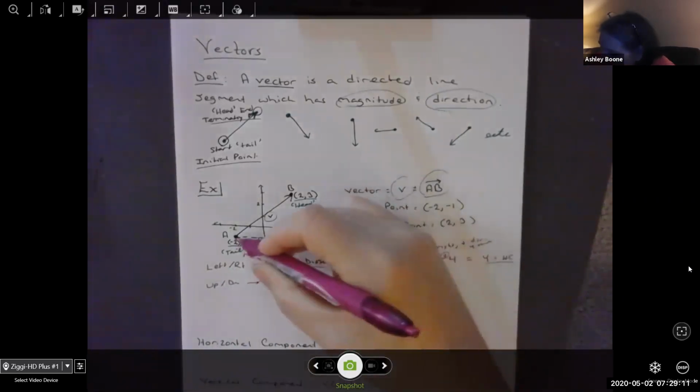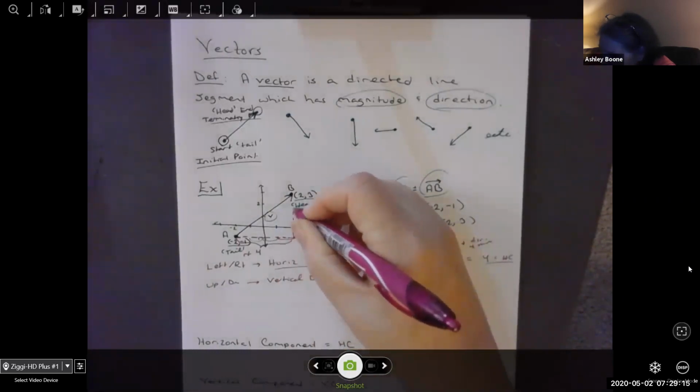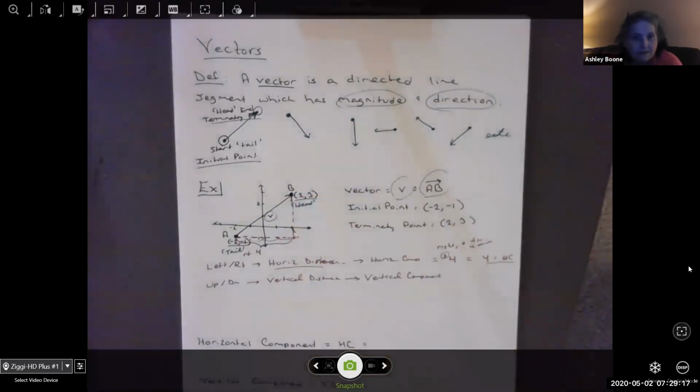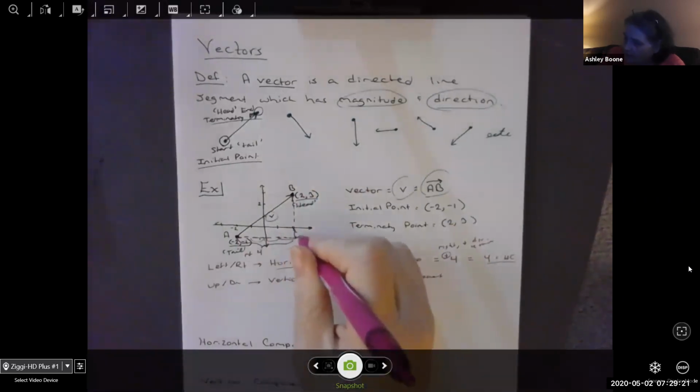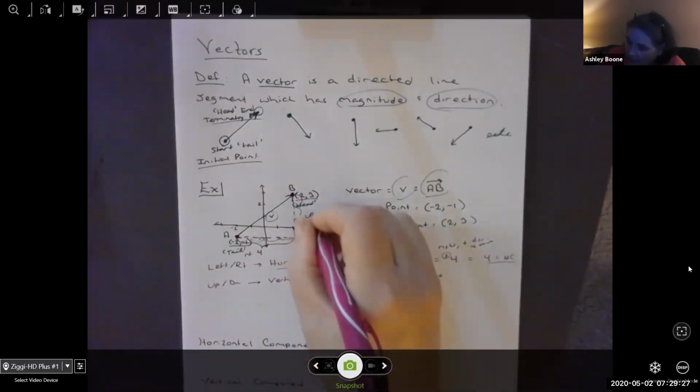So I've moved to the right 4 places. Now what do I need to do? I need to move vertically to get to that end point. How far? I went vertically 1, 2, 3, 4. I went up 4 units.